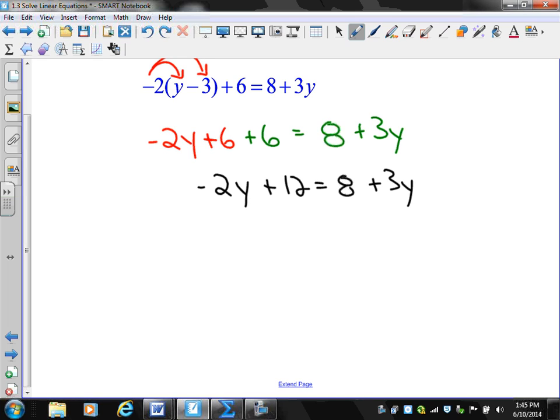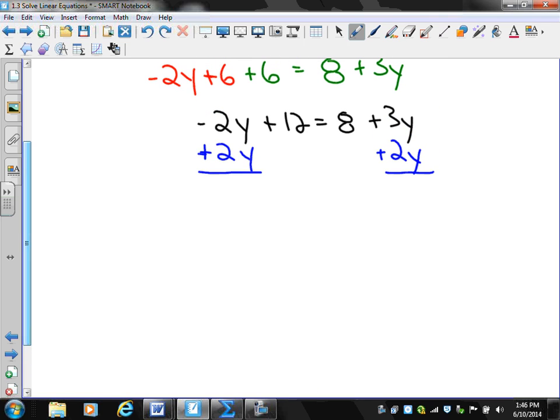Well, I'm moving this 2y over because I want to end up with a positive y. That just means I'm going to have one less step at the end, or I don't have to worry about a negative y value. So this is going to work out a little bit nicer for me here because I'm choosing to move all my y's over to the right side and get a positive y value. So I get 12 equals 8 plus 5y. And then I'm going to subtract this 8. And I get 4 equals 5y.